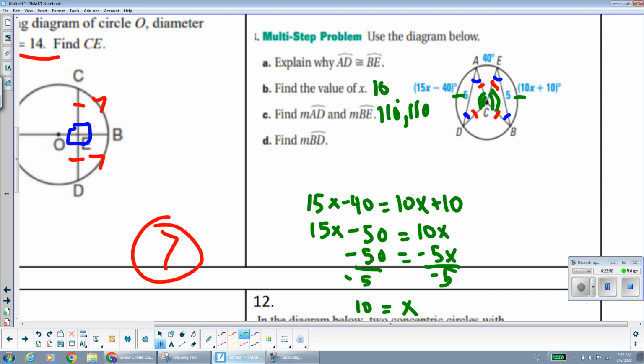Now I can find arc BD because I have 110, 110, and 40. Let me add those together. 110 plus 110 plus 40. And I'm going to subtract that, which was 260, from 360. And I'm left over with 100 degrees.